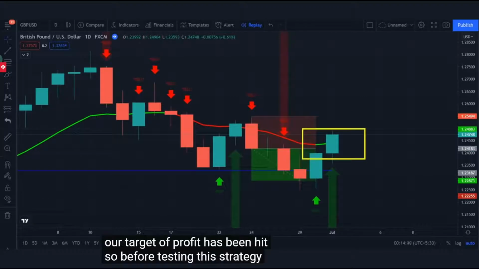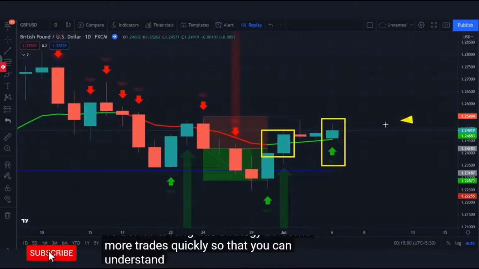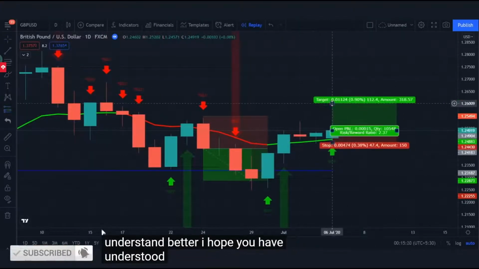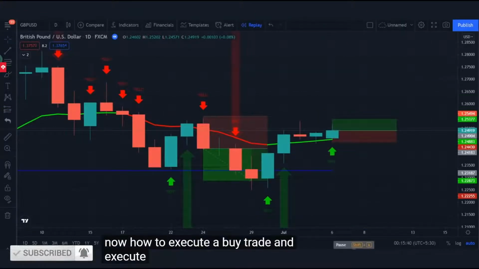Before testing this strategy, do some more trades quickly so that you can understand better. I hope you have understood now how to execute a buy trade and a sell trade.